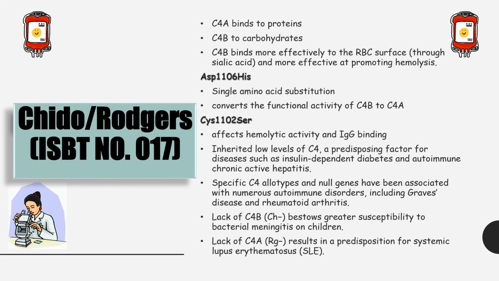C4a binds preferentially to proteins and C4b to carbohydrates. C4b binds more effectively to the RBC surface through sialic acid and thus is more effective at promoting hemolysis. A given single amino acid substitution converts the functional activity of C4b to C4a, whereas the other amino acid affects hemolytic activity and IgG binding.